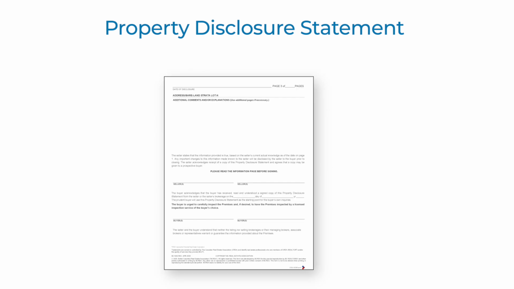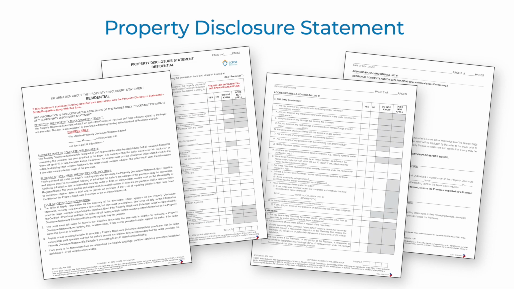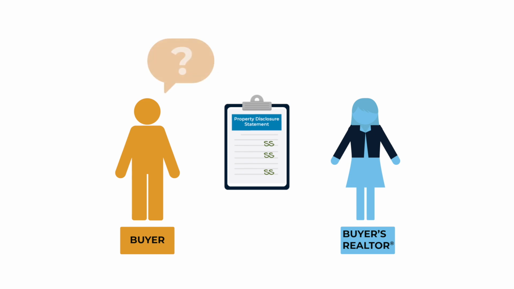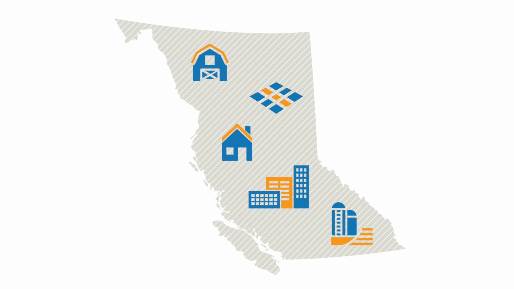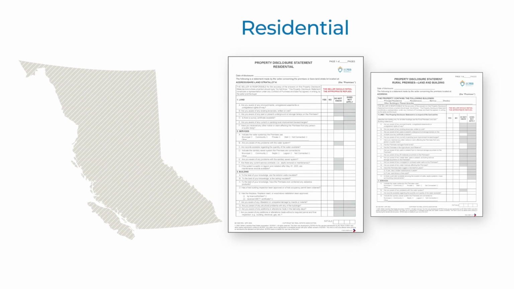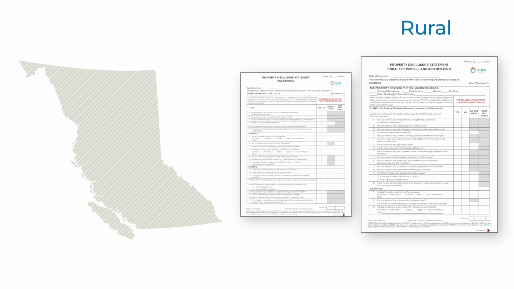The property disclosure statement is one of the forms commonly used in real estate transactions in BC. This form is where sellers disclose facts about the condition of the property so that buyers can make an informed decision when considering purchasing the property. In BC, there are different types of property disclosure statements that are used depending on the type of property being sold. Two common examples are the property disclosure statement for residential properties and the property disclosure statement for rural properties.